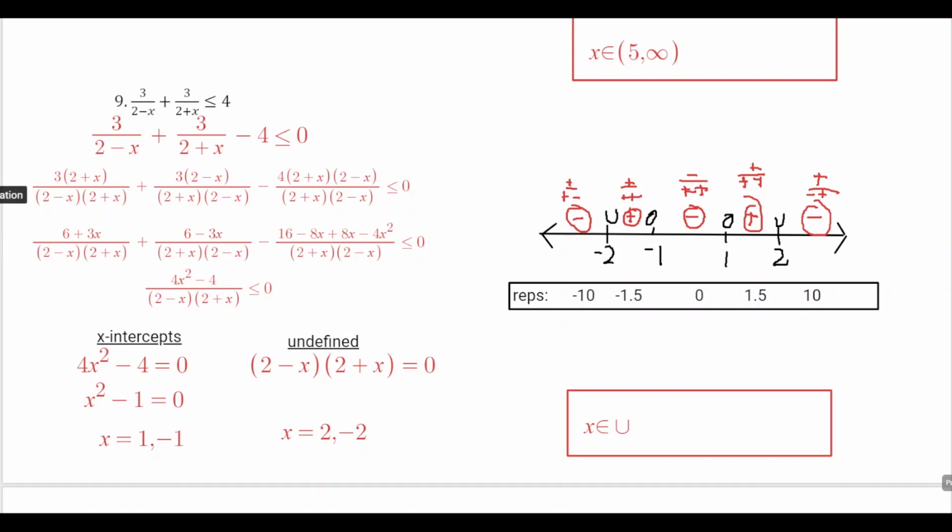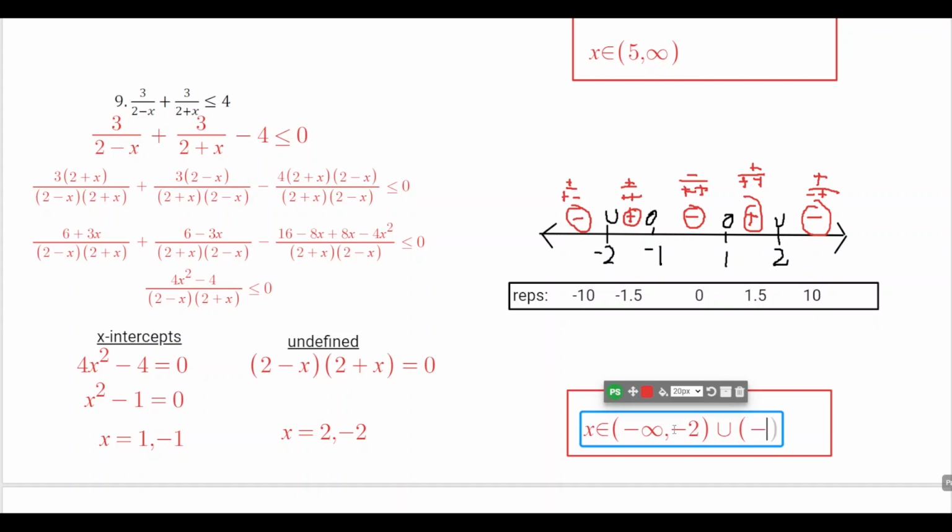And since I'm looking for where the function is less than or equal to 0, we've got these intervals: negative infinity to negative 2, and that's going to be an open interval because we are not going to include negative 2 in our solution set. And then the next interval would be from negative 1 to 1, and both of those are 0, so actually we want to put brackets there. And then the last interval would be from 2 to infinity.